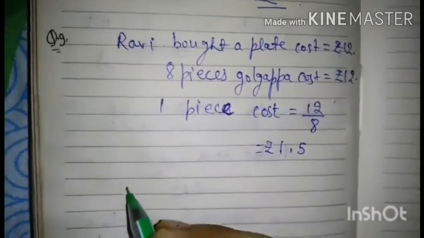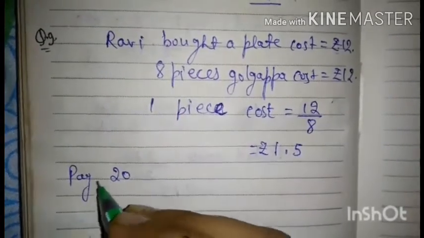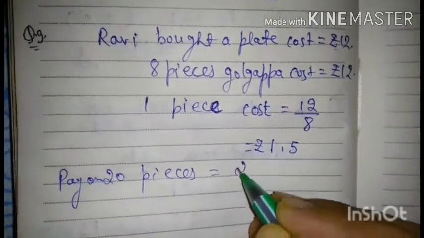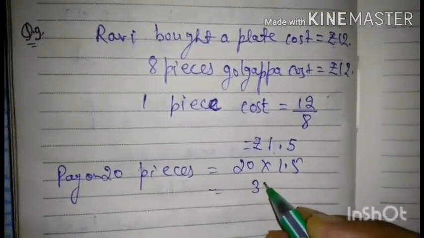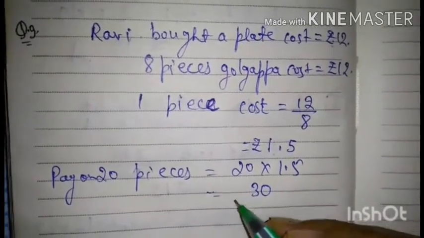Okay. So how much do you pay for 20 pieces? The payment for 20 pieces is equal to 20 into 1.5. 15 2s are 30. And here, 30 rupees.